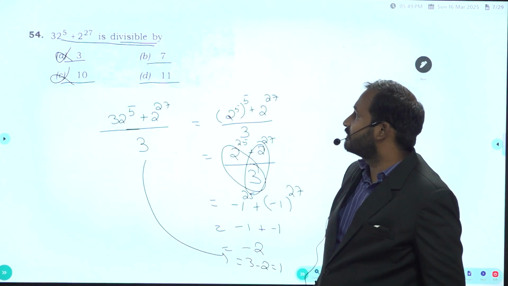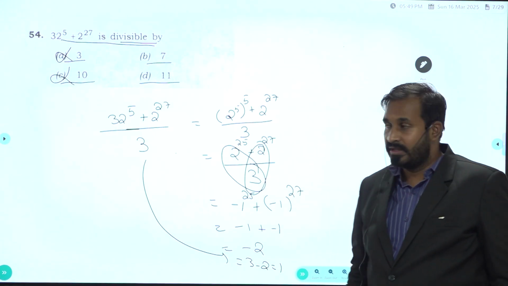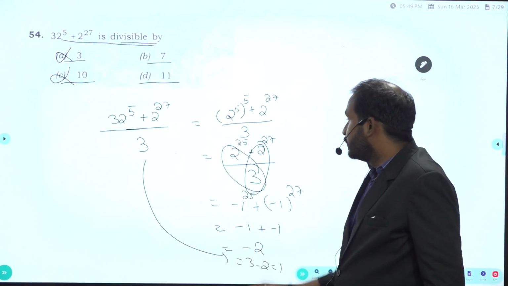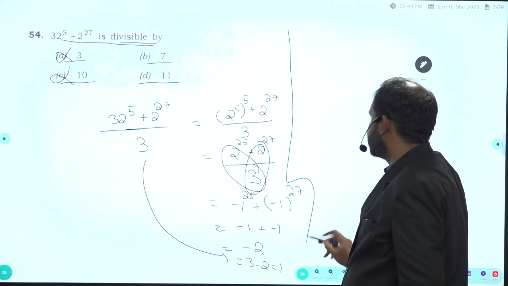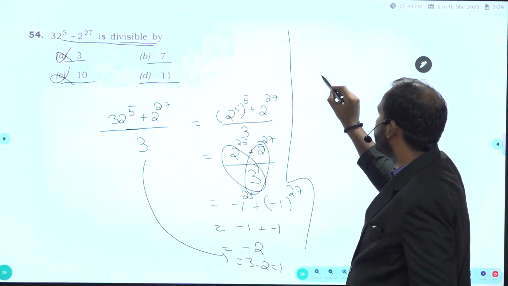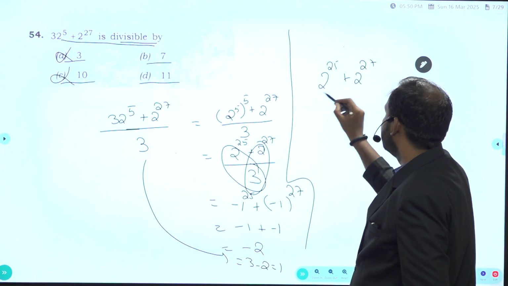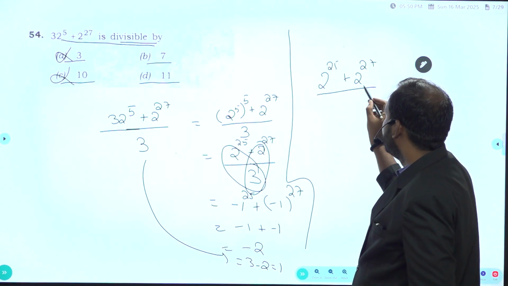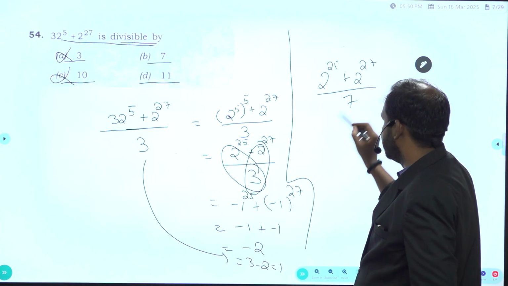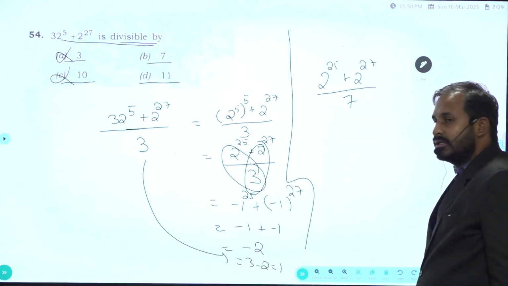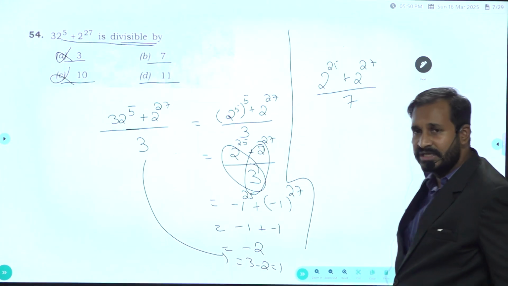Now we will go and check with 7, whether it is possible with 7 or not. So now please observe here how we will check 7. We already came to know that this is 2 power 25 plus 2 power 27, divided by 7. Why? Because we are dividing it with 7. So what is the power of 2 which is nearer to 7?